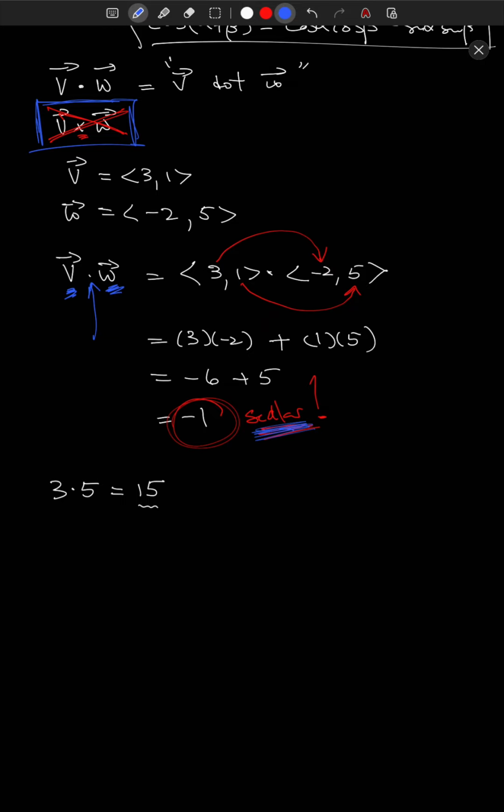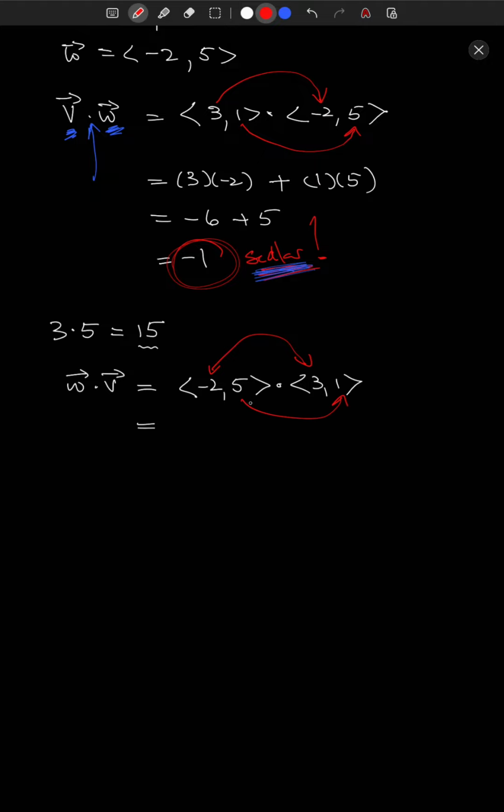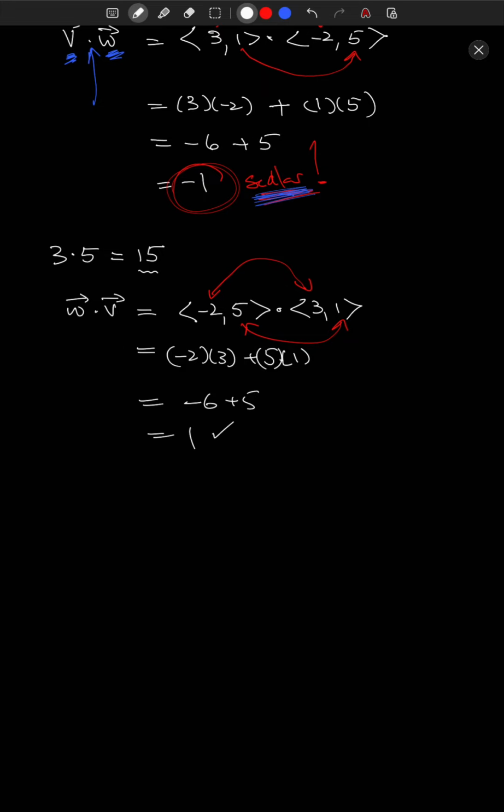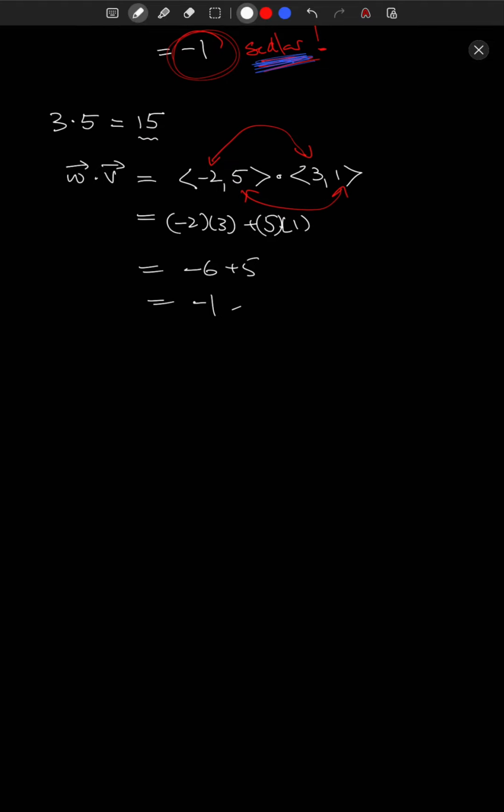However, with the dot product, we don't have that problem. w dot v is definitely the same, because w dot v is (-2, 5) dot (3, 1). And that's going to be -2 times 3 plus 5 times 1, which is literally the same thing. Which is -6 plus 5, which is, again, -1, the same thing.